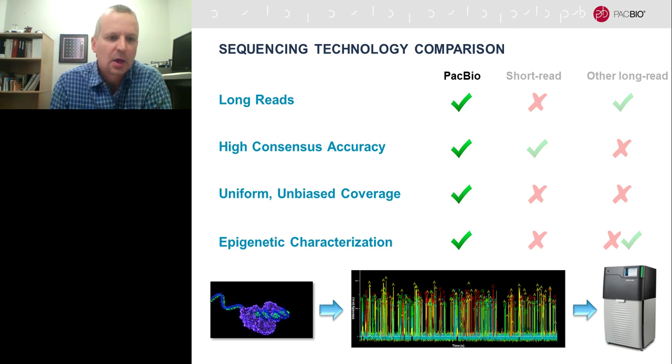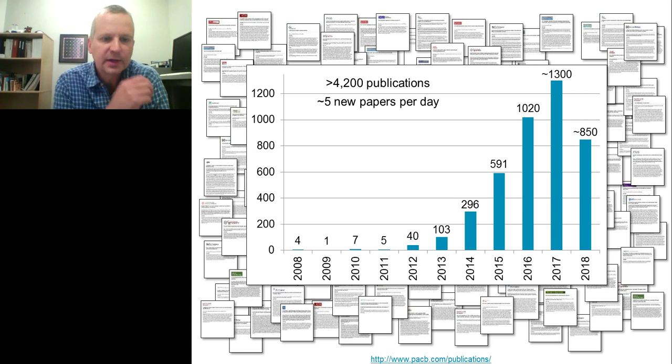the Sequel system. So with that, I want to jump right in and highlight that as a result of these performance characteristics, there are now well over 4,000 peer-reviewed publications in all areas of science, and many of those are in the area of microbiology and also immunology. Currently, there's about 5 new papers on average per day that publish in the peer-reviewed literature that highlight the utilities and the benefits of single molecule real-time sequencing.